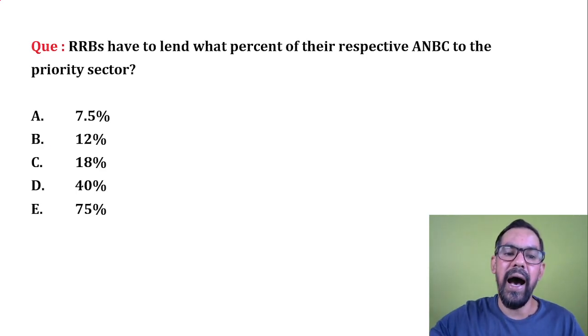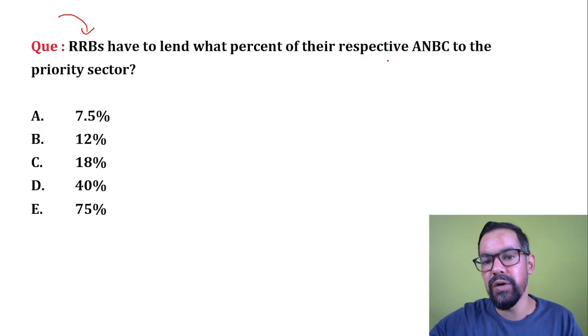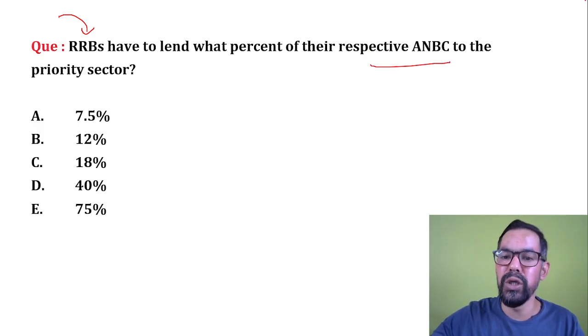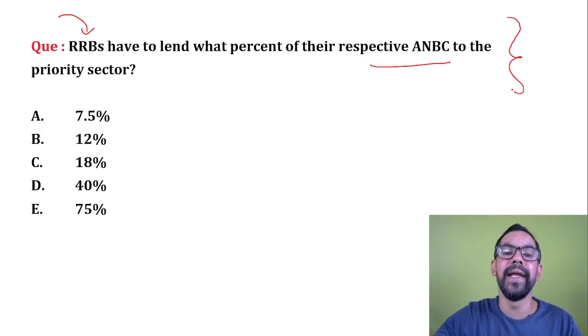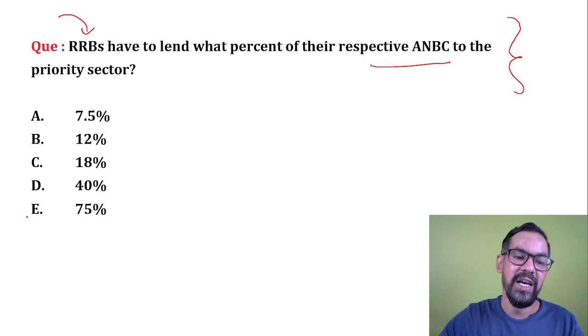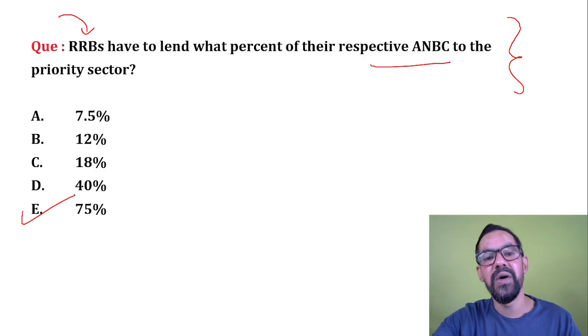Next one, RRBs, regional rural banks, have to lend what percent of their ANBC to the priority sector, or their overall lending to the priority sector? So I just gave you the answer to this question. So what will be your correct answer?